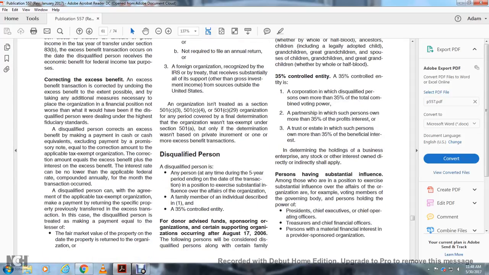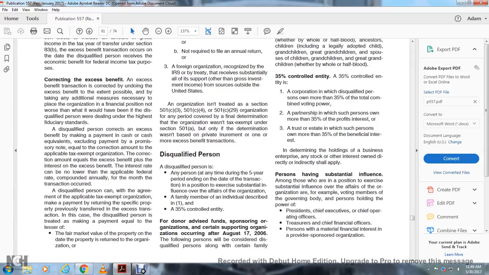Correcting an excess benefit. An excess benefit transaction is corrected by undoing the excess benefit to the extent possible and taking additional measures necessary to place the organization in a financial position not worse than it would have been if the disqualified person had been dealing under the highest fiduciary standards. The disqualified person corrects the excess benefit by making a payment in cash or cash equivalents, excluding a promissory note, equal to the correction amount to the applicable tax-exempt organization. The correction amount equals the excess benefit plus interest on the excess benefit, at a rate that cannot be lower than the applicable federal rate, compounded annually from the month the transaction occurred.